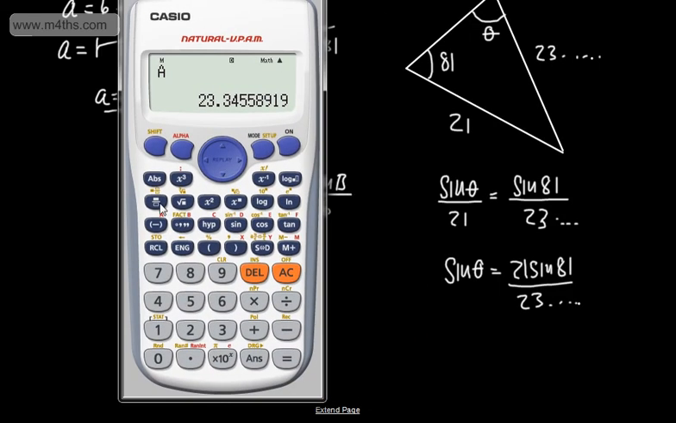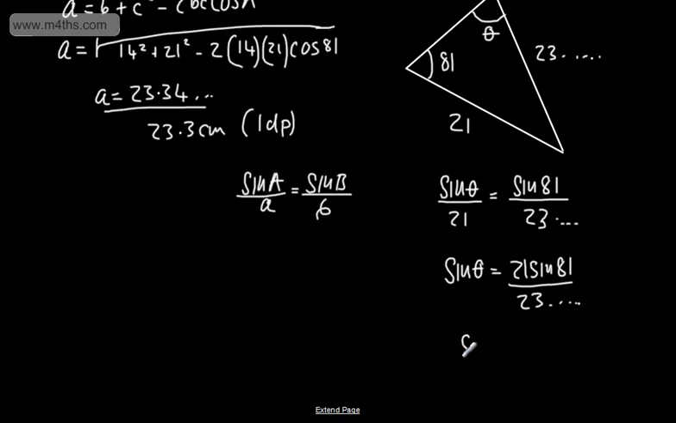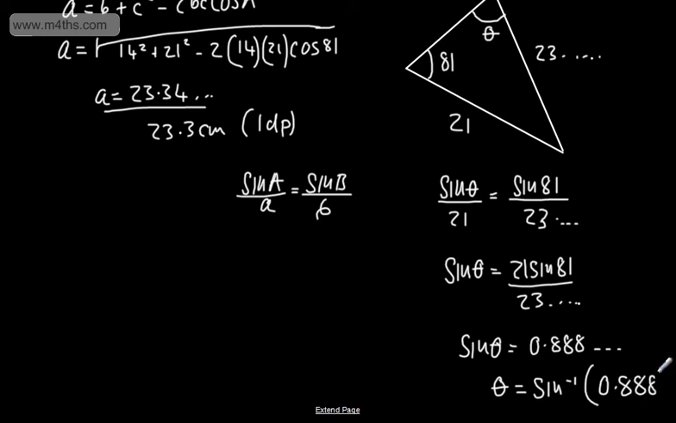So I'm going to have on here now 21, and then we'll have the sine of 81 degrees, and I'm going to divide that by the value of a, recall a, so that gives me 0.888 and so on and so forth. So that is now 0.888 dot dot dot. So we need to take the inverse sine of both sides of the equation. We've seen this in the tutorial, and that will give us now our value for the angle. So let's go ahead and do that.